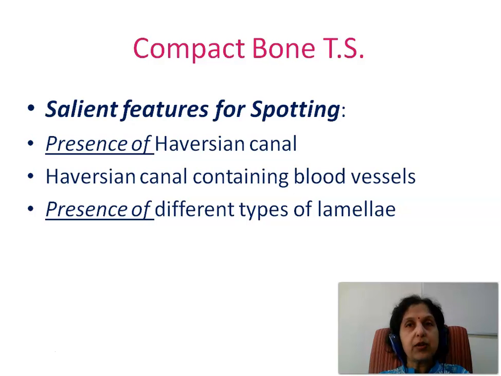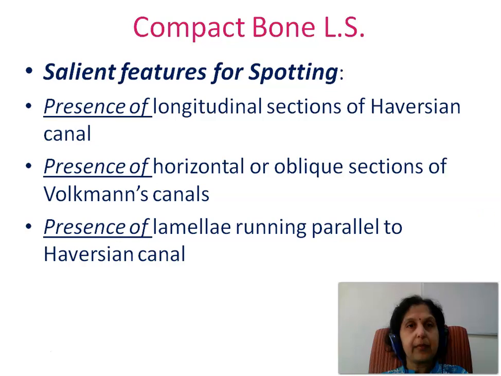Compact bone transverse section. The salient features for spotting here would be presence of Haversian canal, Haversian canal containing blood vessels, and presence of different types of lamellae. While for the compact bone longitudinal section, the salient features for spotting will be presence of longitudinal sections of Haversian canal, presence of horizontal or oblique sections of Folkman's canals, presence of lamellae running parallel to Haversian canal.